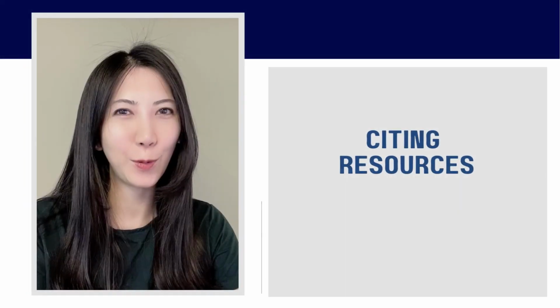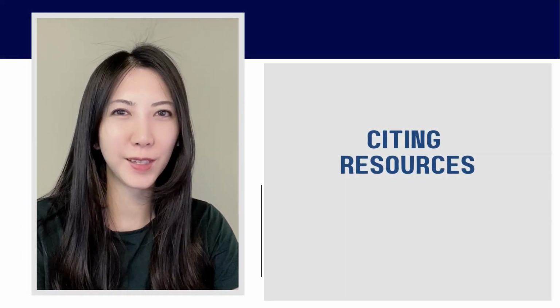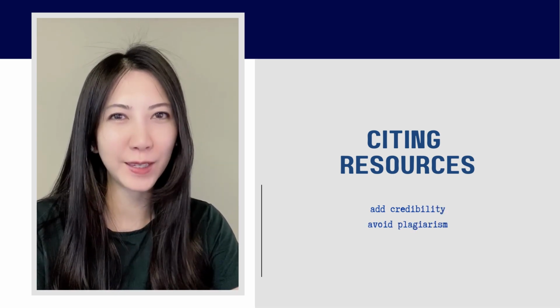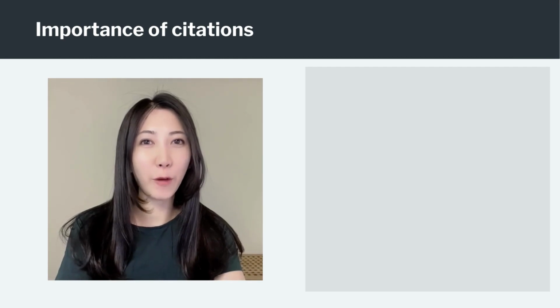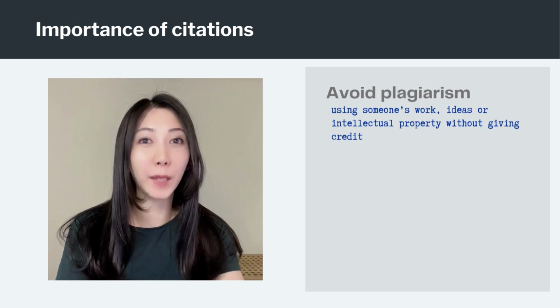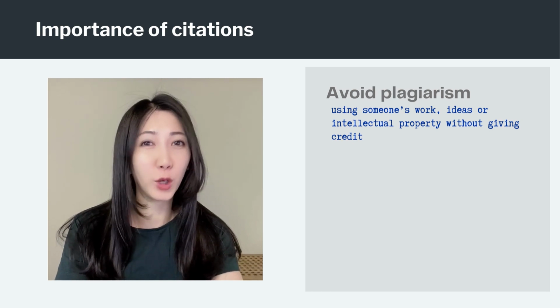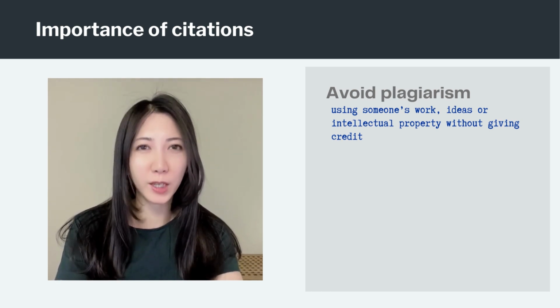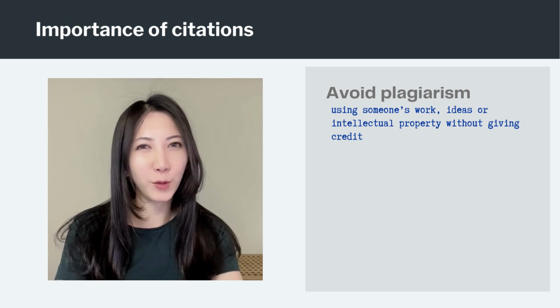In this video, we'll explore how to cite resources to add credibility to your ideas and to avoid plagiarism in your work. So, why do we need to cite references? The main reason to cite resources is to avoid plagiarism. Plagiarism is using someone's work, ideas, or intellectual property without giving credit. If you use someone else's stuff, you must give credit to the original authors. It's the responsible and ethical thing to do.